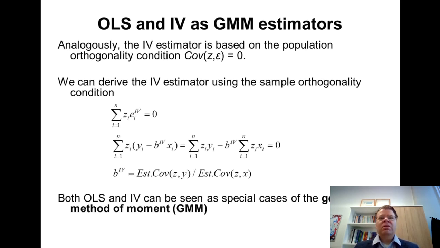The same is actually true for the instrumental variables estimator. The instrumental variable estimator also has the property that if we take the sum product of the Z's and the residuals of the instrumental variable regression, then the sum product is equal to zero. Or in other words, the sample covariance of Z and the residuals is always equal to zero in the instrumental variable regression. In the same way, we can take as the population orthogonality condition that the covariance of Z and epsilon is equal to zero, so the corresponding sample counterpart is that the sample covariance of Z and residual e is equal to zero. And therefore, we can derive the instrumental variable estimator from that perspective.